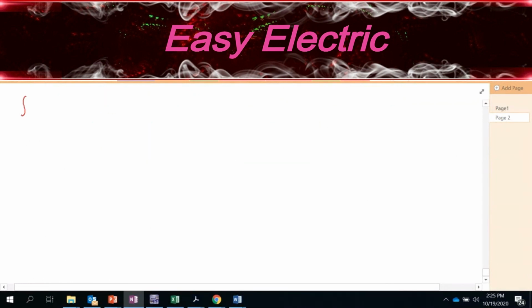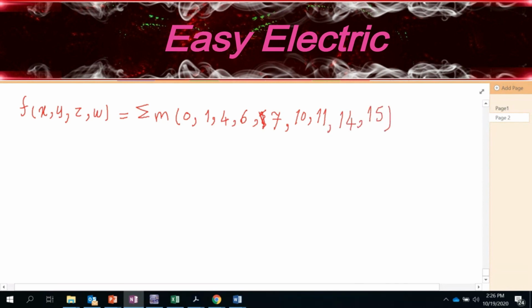We have a function, so F is a function of x, y, z, w. Okay. So it is equal to the sigma of minterms 0, 1, 4, 6, 7, 10, 11, 14, and 15. Okay, so this is a function with 4 variables. The question is to simplify this function using the K-map.